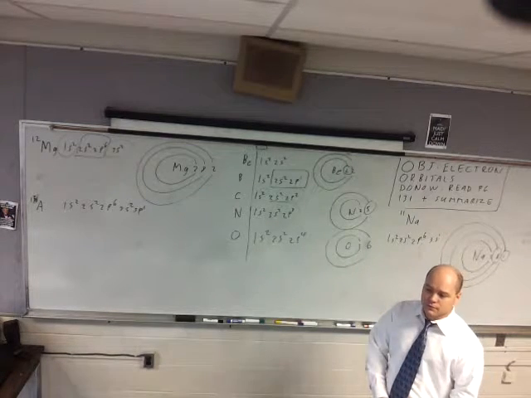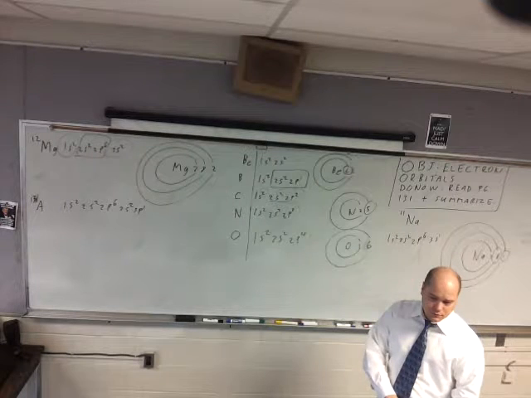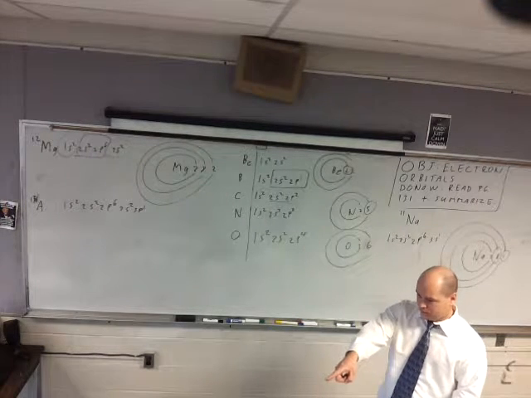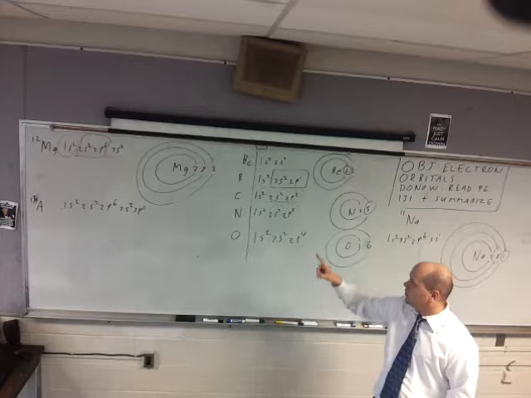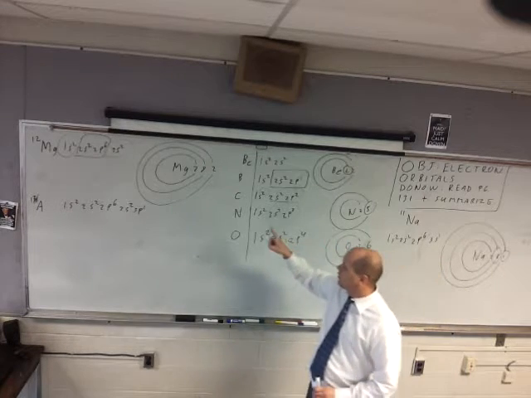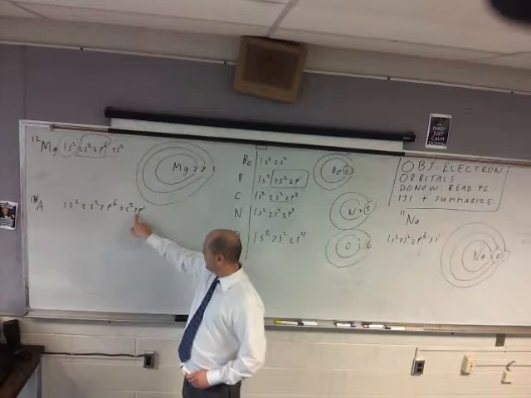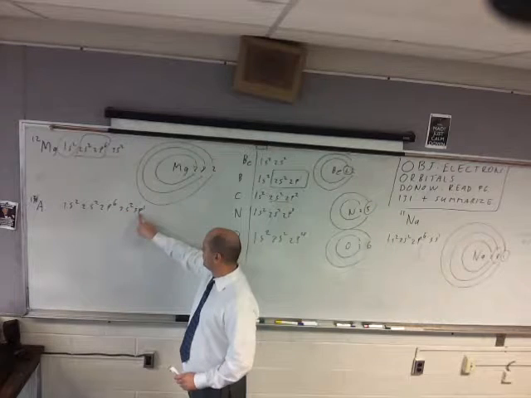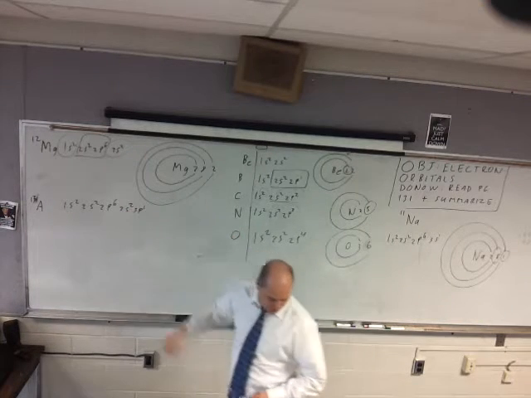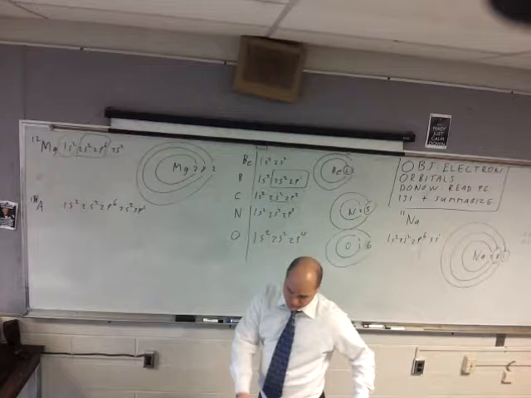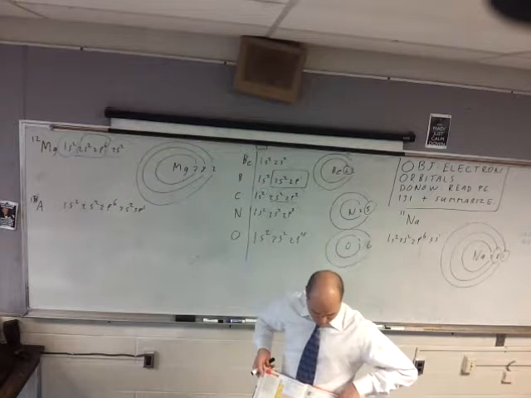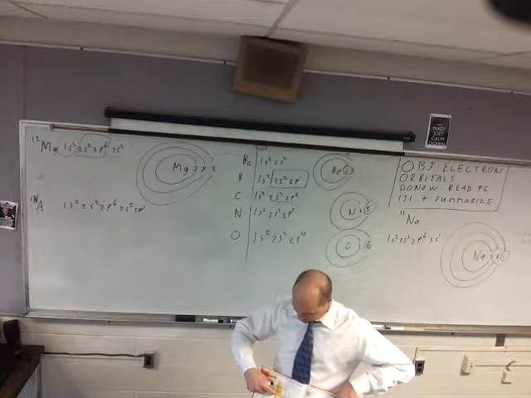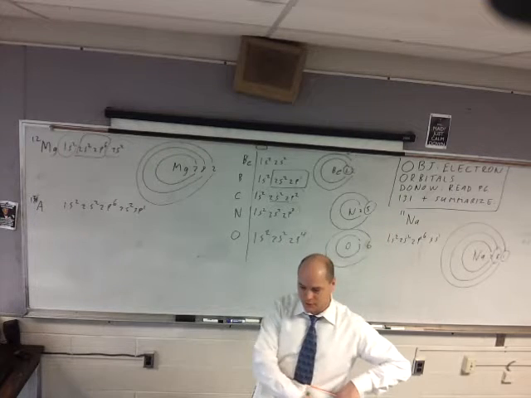Questions? We good? So the third row is going to finish with these, right? So as we go across the third row, it's going to end with 3p up till argon. Once we start the fourth row, it's going to be 4s when we're starting this.